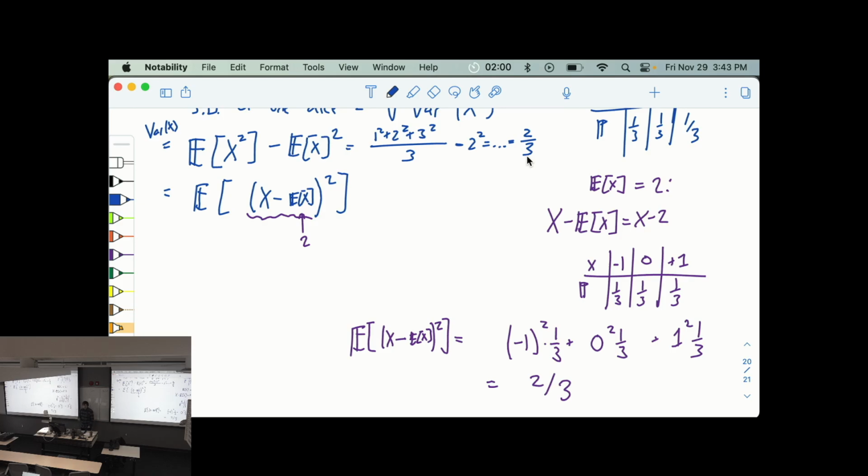Okay, so that's 2/3. That's the variance. And if the variance is 2/3, then the standard deviation of one dice is the square root of the variance, which is the square root of 2/3.